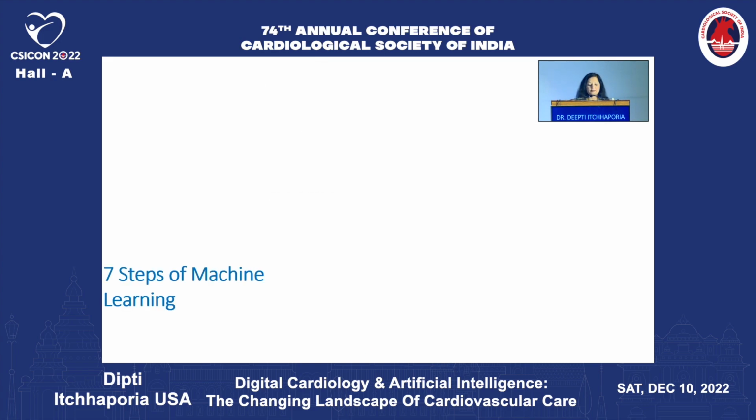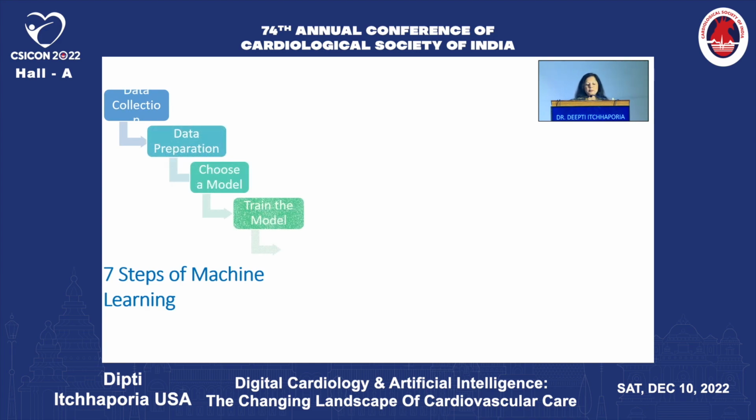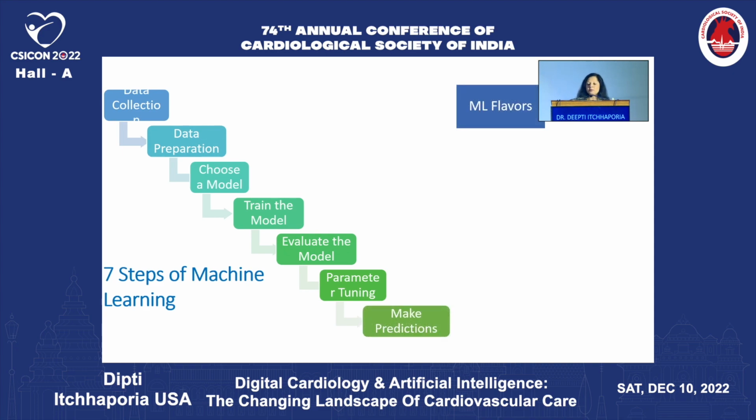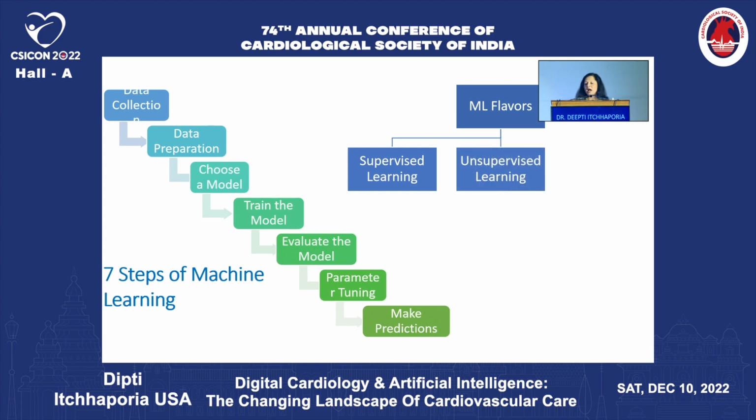Now, there are many steps in machine learning. We don't have time to talk about that, and that's really not the purpose of this talk. So, as they call it, the 7 steps of machine learning. There are also lots of things that we can talk about when it comes to machine learning, and there are many flavors of machine learning. There's supervised learning, there's unsupervised learning, and there's reinforcement learning. But really, that's not what we're in here for.